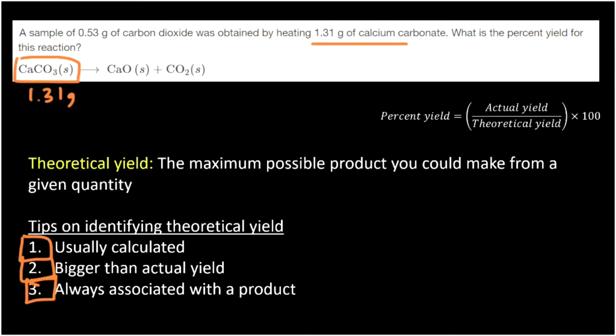Instead, what we're going to need to do is calculate it. And that's what we'll do in just a second: we'll go from the 1.31 grams to our CO2. So we're going to calculate how much we should be able to make of CO2 with this recipe. So this is like our recipe. Just like our recipe for the cookies, this tells us how much CO2 we should be able to make. And we know how much calcium carbonate we're putting in, and so we'll be able to calculate our theoretical yield. Then we'll plug all that into our percent yield equation. Okay, let's take a look at that.